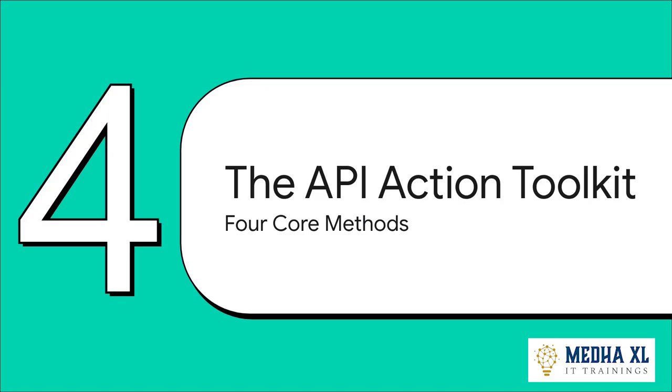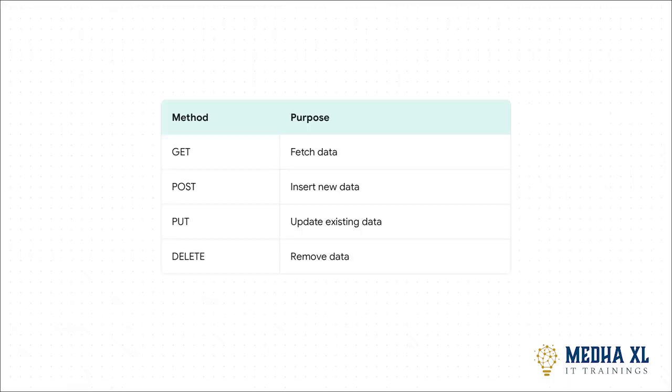All right, time for our API Action Toolkit. It turns out you can place all different kinds of orders with an API. It's not just about asking for information. Let's break down the 4 main types. Let's just walk through these real quick. A GET request is the most common one. You're just asking to see the menu or get some data.